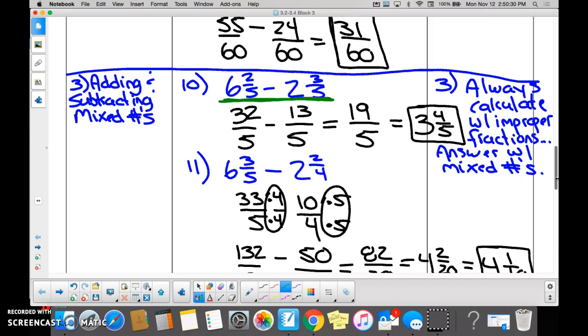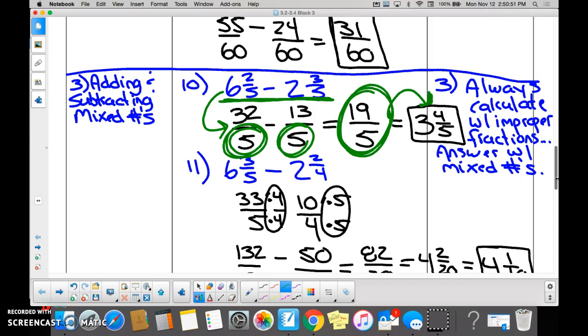So we converted both of these into impropers, and then we lit up the denominators. What do you see here? They're the same. So we simply do our numerator math, and we're done. Yes? We're done after this? Can we answer in improper form? No. Answers always need to be converted back into mixed numbers.